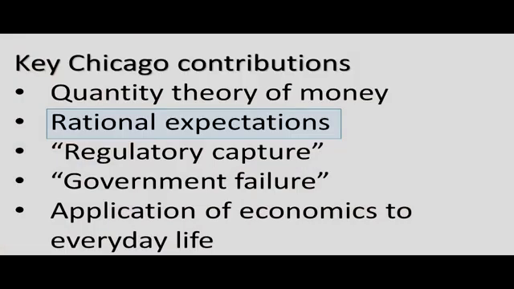Another contribution of the Chicago School is what is typically called rational expectations. That is, when they build their models, Chicago economists assume that agents within the models are rational agents.